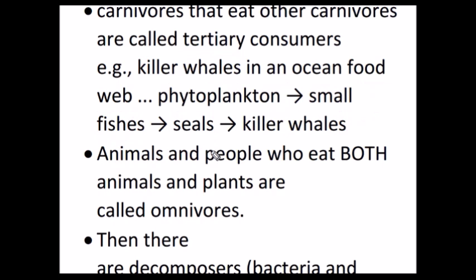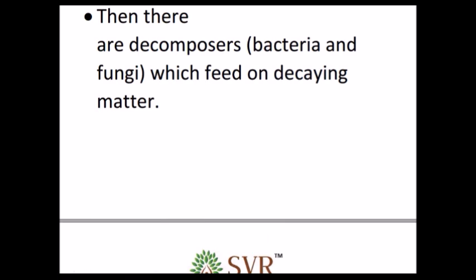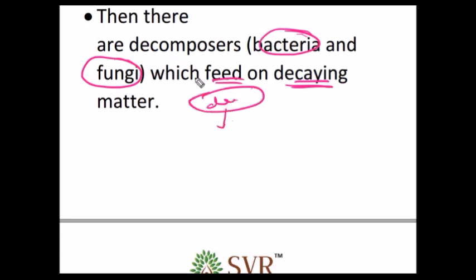Animals and people, we eat both plants and animals, are known as omnivores. Omnivores means animals which eat both plants and animals. Decomposers include bacteria and fungi, which feed on decaying matter, dead bodies, dead animals. These will be decomposed by decomposers, and complex matter is decomposed into simple matter, which is then reutilized by plants and animals once again.